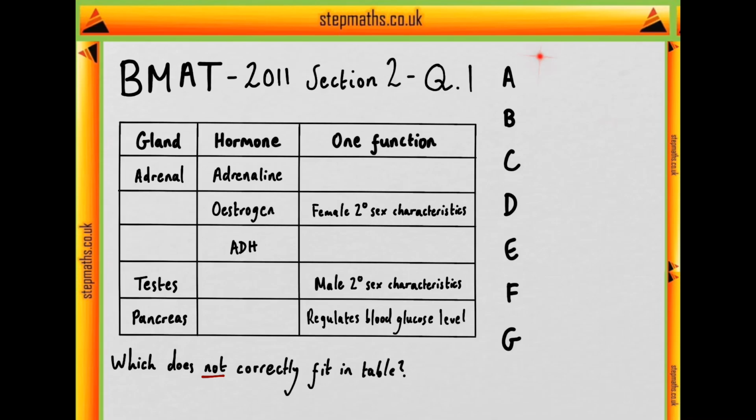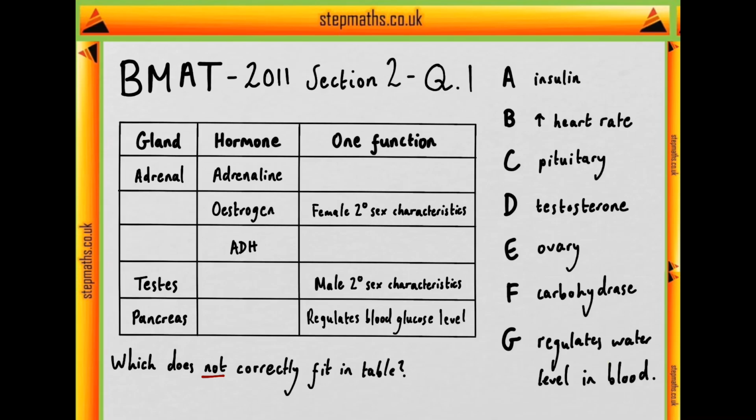Okay, so before we look at them, we can say that we have 2 glands missing, 2 hormones missing, and 2 functions missing. Okay, so here are our 7 options. We have a number of options of how to do this in the most efficient way possible. One might be to opt for selecting things that you know the functions of and slowly work through A through G, and that's one option.